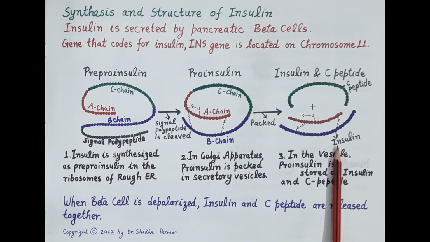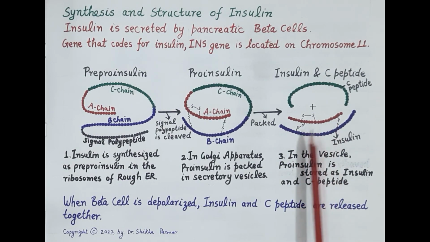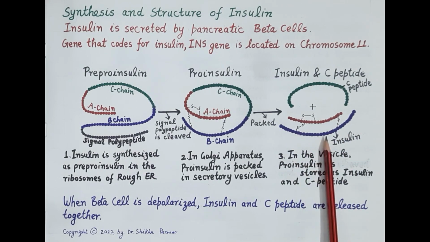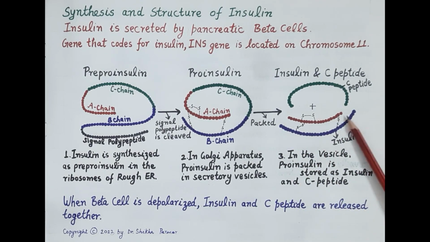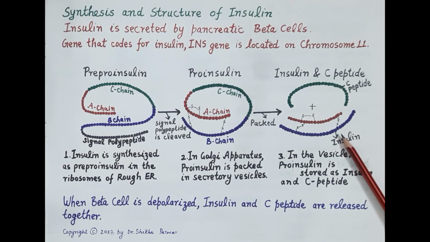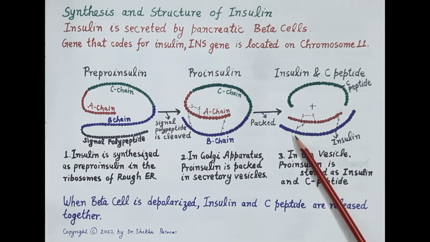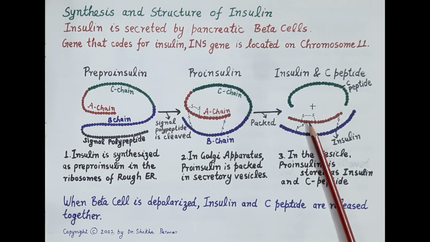As insulin is a peptide hormone, it is made up of amino acids. Insulin is made up of 2 chains. The A chain is shown here in red color, and the B chain is shown here in blue color. The A chain has 21 amino acids while the B chain has 30 amino acids. A and B chains are linked by 2 disulfide bonds. In addition, the A chain has 1 intramolecular disulfide bond.